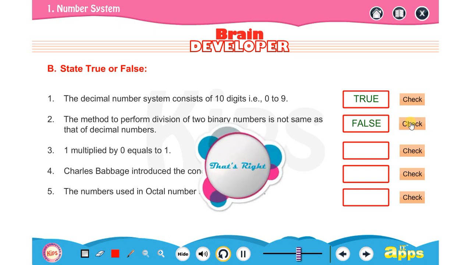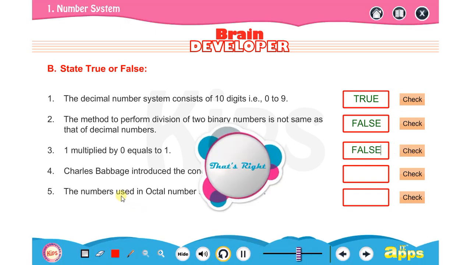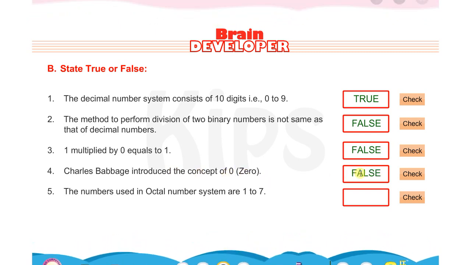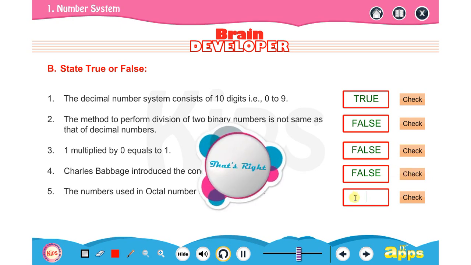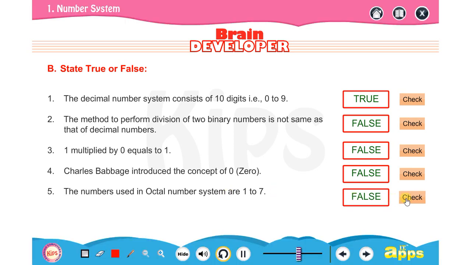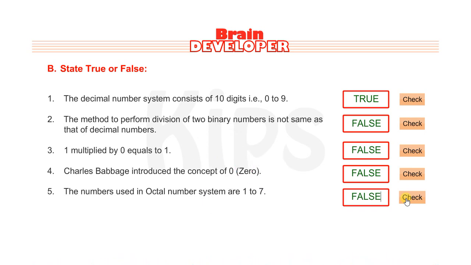Next, 1 multiplied by 0 equals to 1. It is false. It equals to 0. Next, Charles Babbage introduced the concept of 0. It's false. Aryabhat has introduced. Next, the numbers used in octal number system are 1 to 7. It is false. These are 0 to 7, not 1 to 7. Now the next exercise.